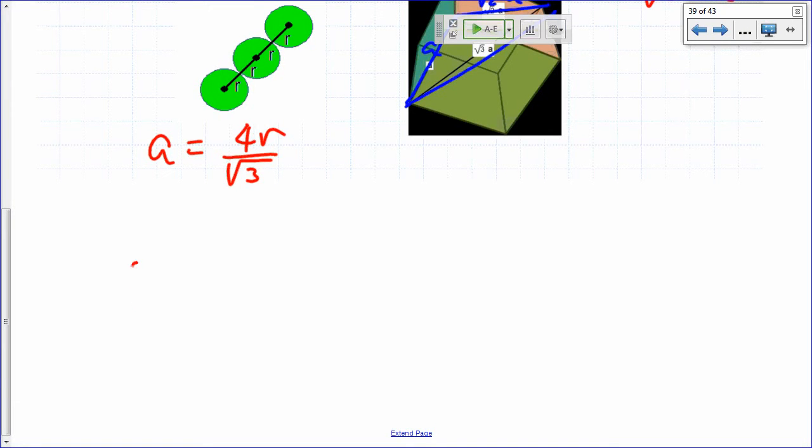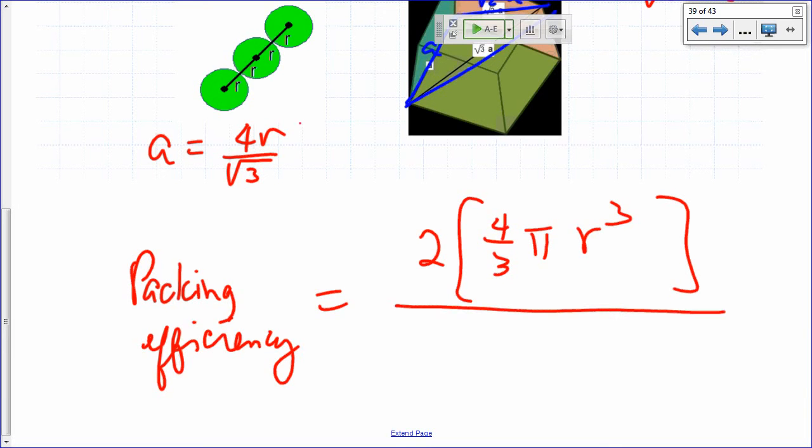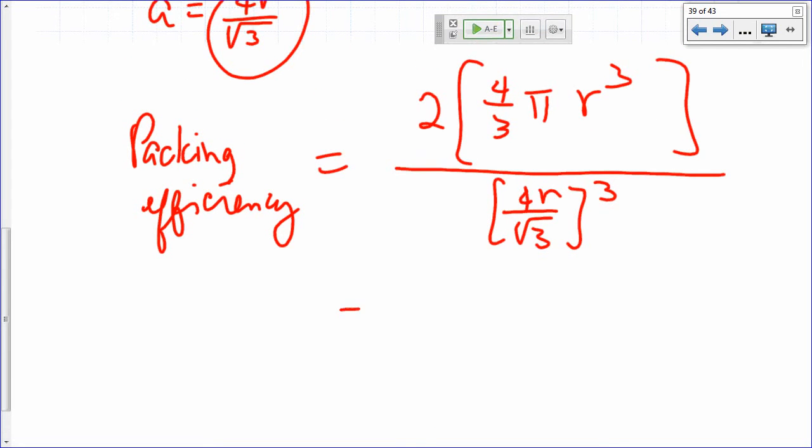So your packing efficiency is the volume of 2 spheres. So 2 times pi, what's the volume of a sphere? 4/3 pi r cubed, divided by the volume of the cube, a cubed, which is 4r over the square root of 3, cubed. So your packing efficiency is how much? That's going to be 2 times 4, so that's 8. 8 pi over 3 in the numerator times r cubed. In the denominator, what's 4 cubed? 4 times 4 times 4, 64.